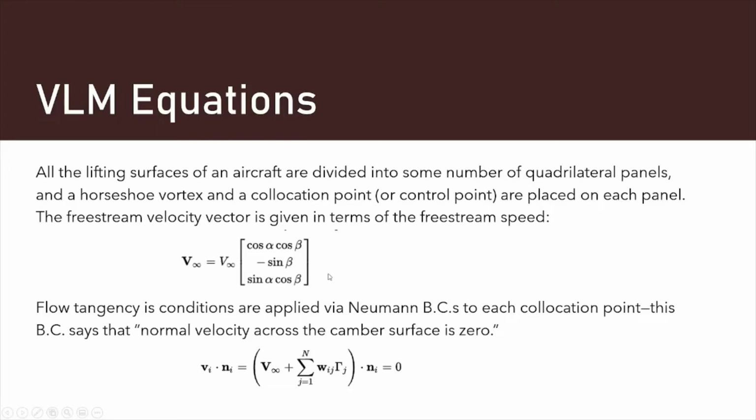So what do we do next with these equations? Flow tangency is a condition, and it's applied via the Neumann boundary conditions to each collocation point. Wow, that's a lot of jargon. Basically, what we're saying is that the flow is tangential. This is imposed by saying the normal velocity across the camber surface is 0, because that's what we need to start this analysis. This is essentially the equation that tells you that. N is the number of panels, of course. W is another factor that we can discuss in depth later, but the most important part is the horseshoe strength, and n is normal.